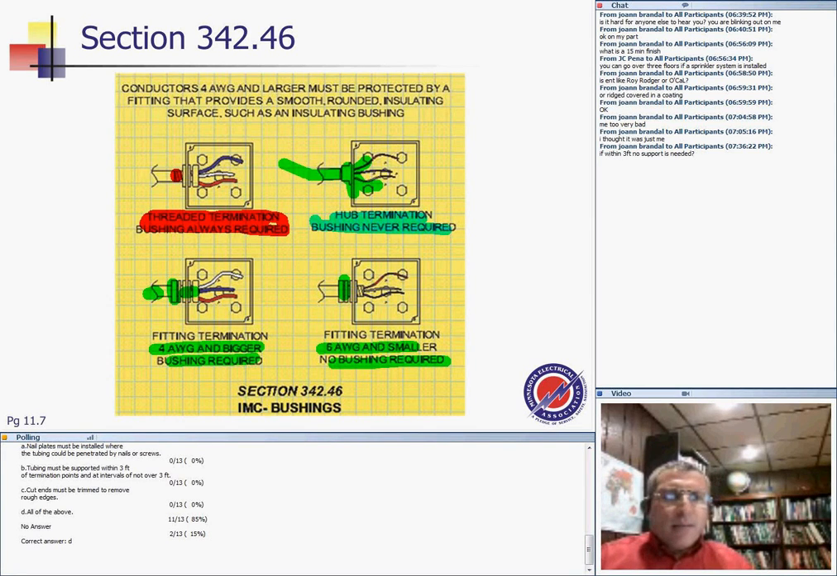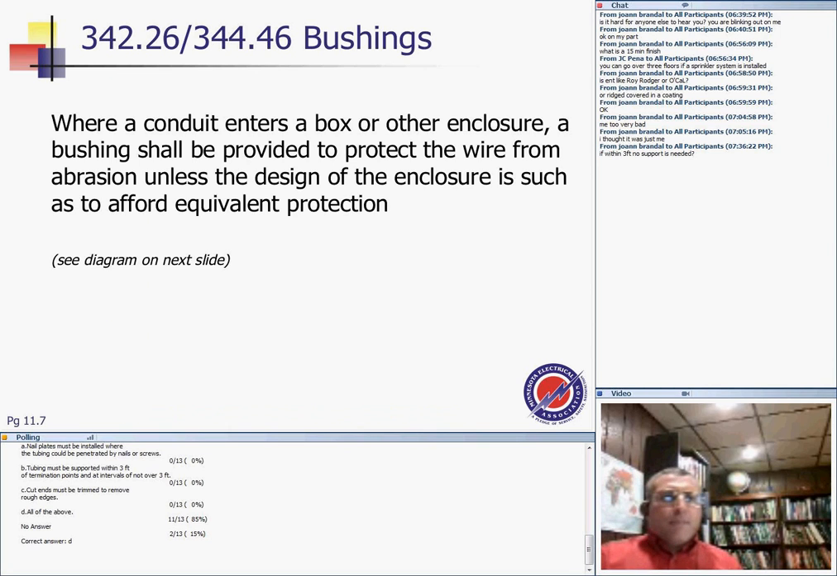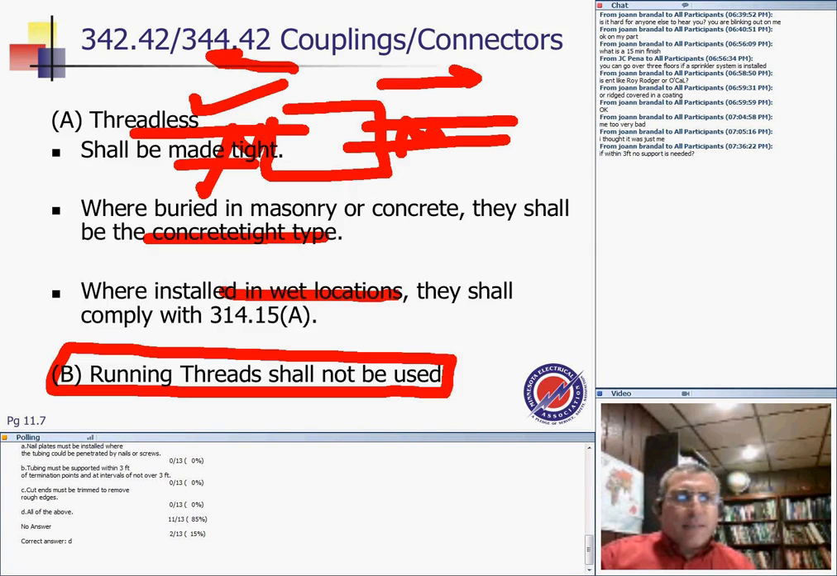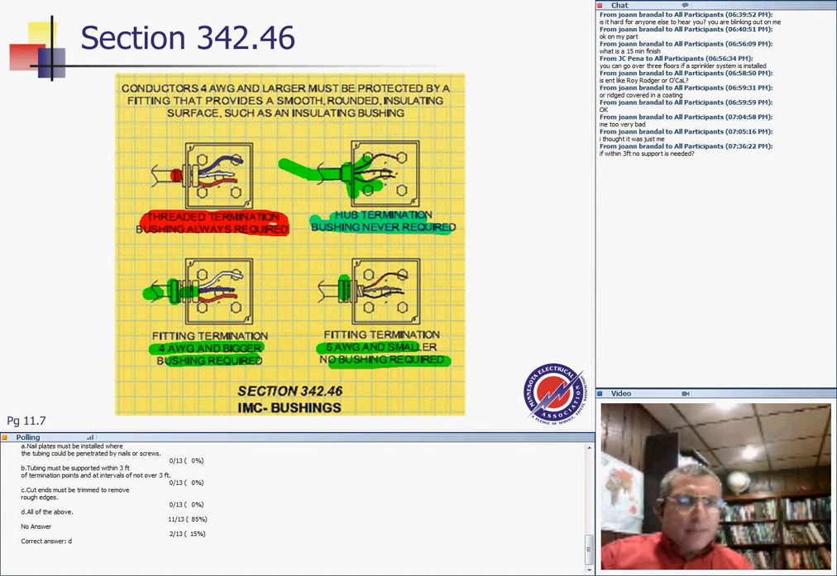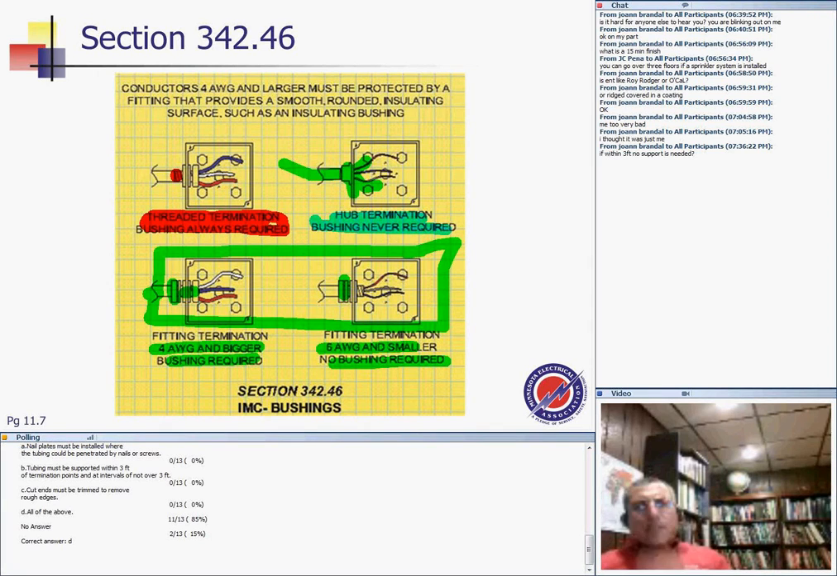If you have what's called a non-threaded, a threadless coupling, a non-threaded coupling, then that will be in this application here. So it's based on the application. Any questions, my friends?